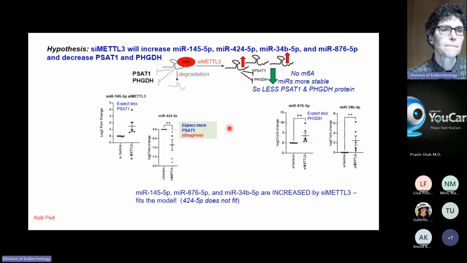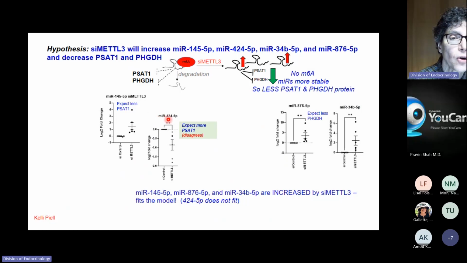So what did we see? These are the LCC9 cells that we just saw, in which Si-METTL3 was knocked down both at the transcript and the protein levels. And what did we see with 145-5p? Well, in fact, we saw an increase in miR-145-5p with Si-METTL3. So that would go over here. We get an increase. We would expect less PSAT1 because miR-145-5p targets PSAT1.